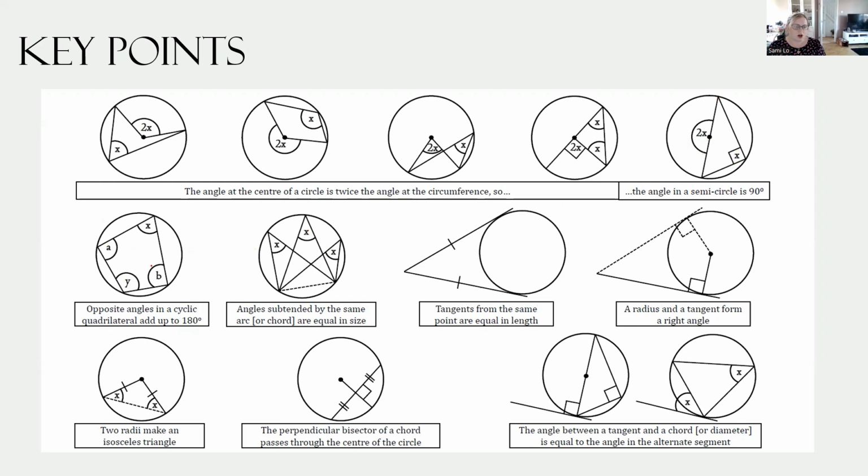Nice little rule here. The opposite angles, so A and B, will add up to 180, and they have to touch all four sides. It can't be like this shape here because that's not touching all four sides. It has to touch all four sides of the circle for this rule to work.